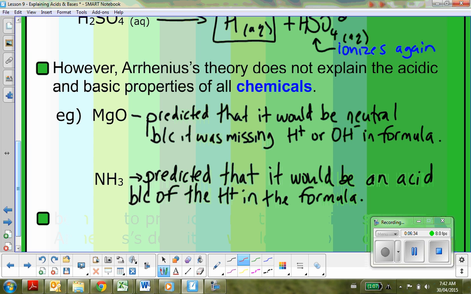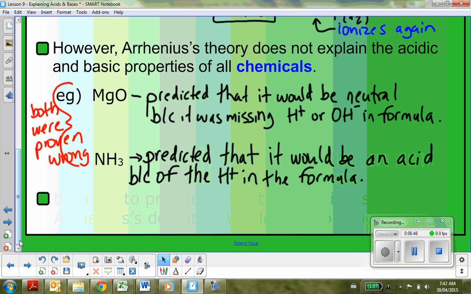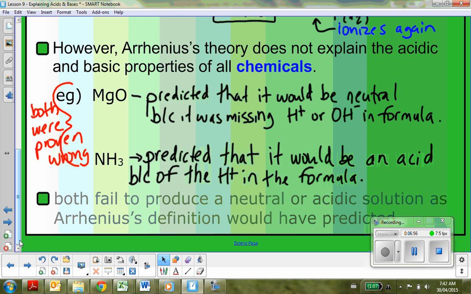And as you'll see in just a moment, both were proven wrong. That's the focus for today. Why is that wrong? Okay, so both failed to produce a neutral or acidic solutions as Arrhenius' definition would have predicted.